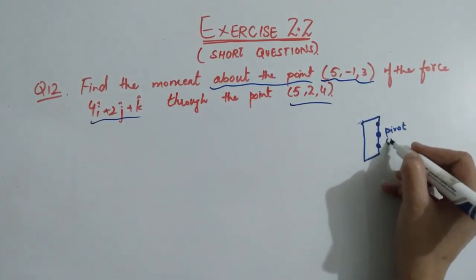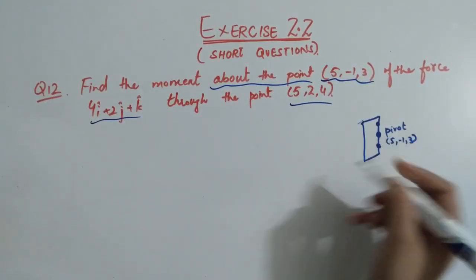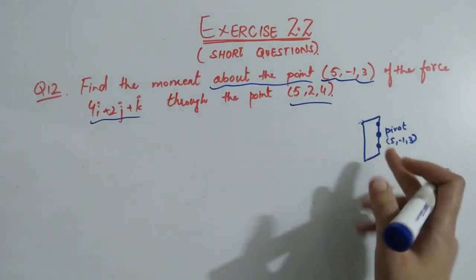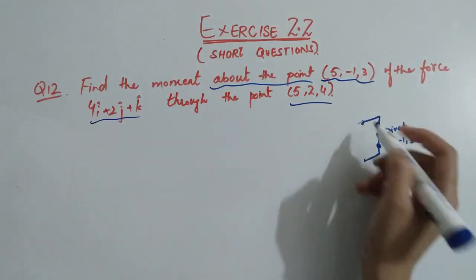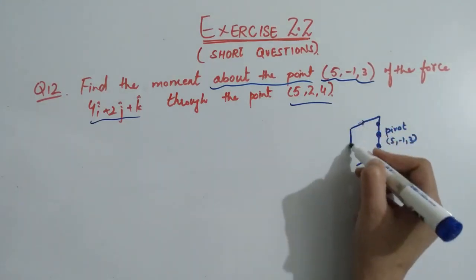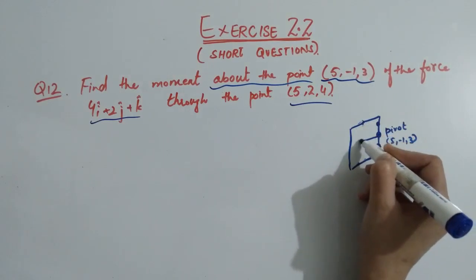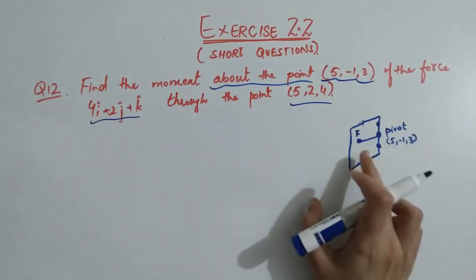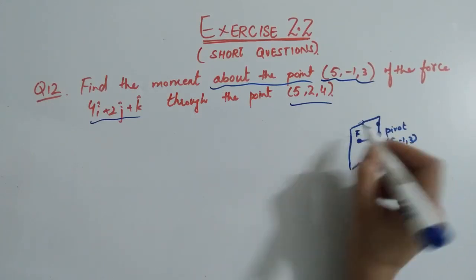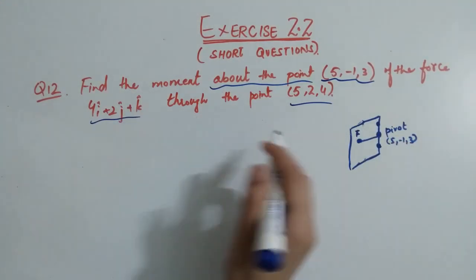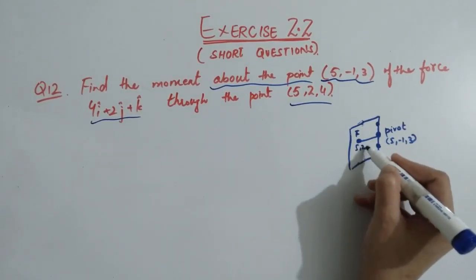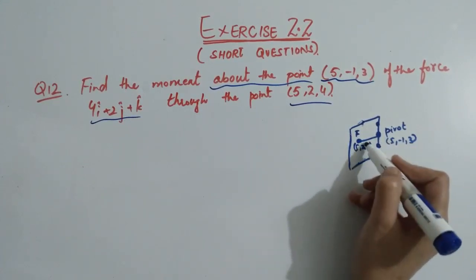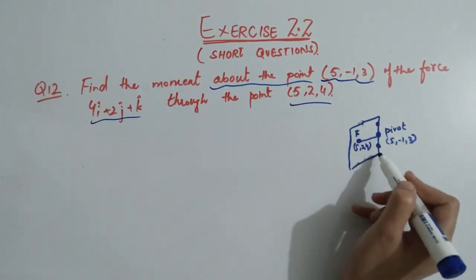So this point will be (5, -1, 3), and the force is applied on the opposite side of the door. This is the door. So let's suppose that the force is applied on this point, which is 4i + 2j + k, and the point where the force is acting is (5, 2, 4).